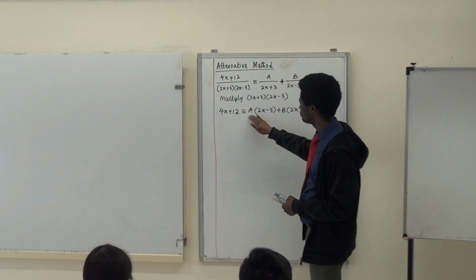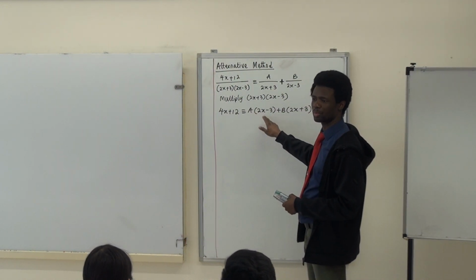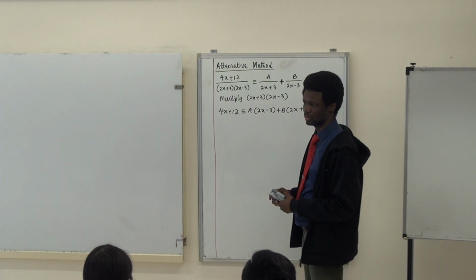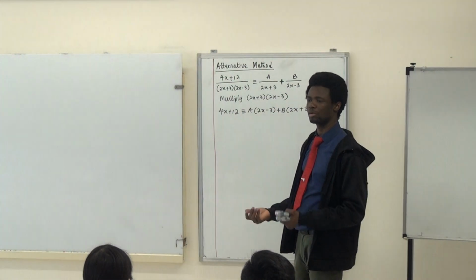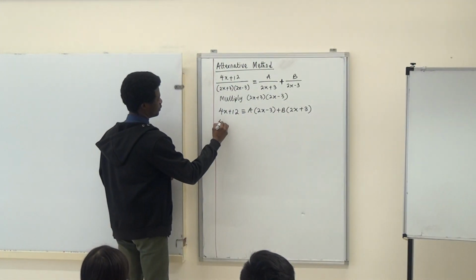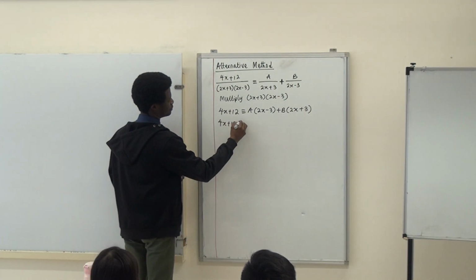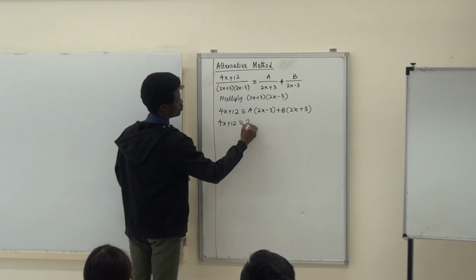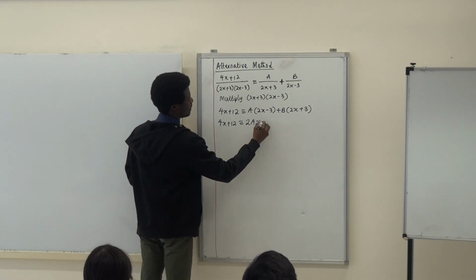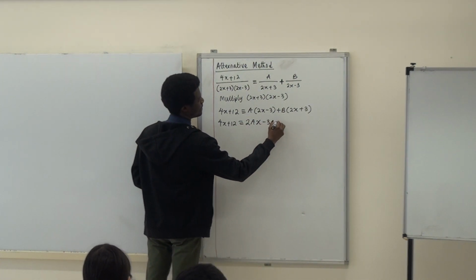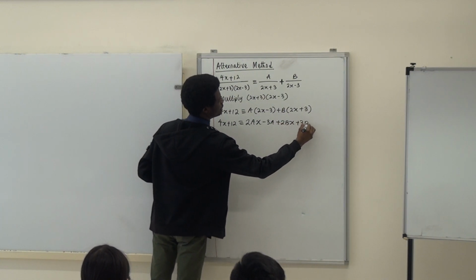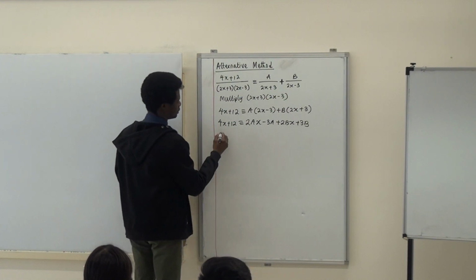But rather than substitute something that eliminates A or B, you expand the brackets. We expand the bracket and we compare the coefficients. So this is what I mean by that. So 4x plus 12. This is 2ax, yes? Tell me the next. Plus 3a, plus 2bx, plus 3b. Alright. So you collect the like terms.